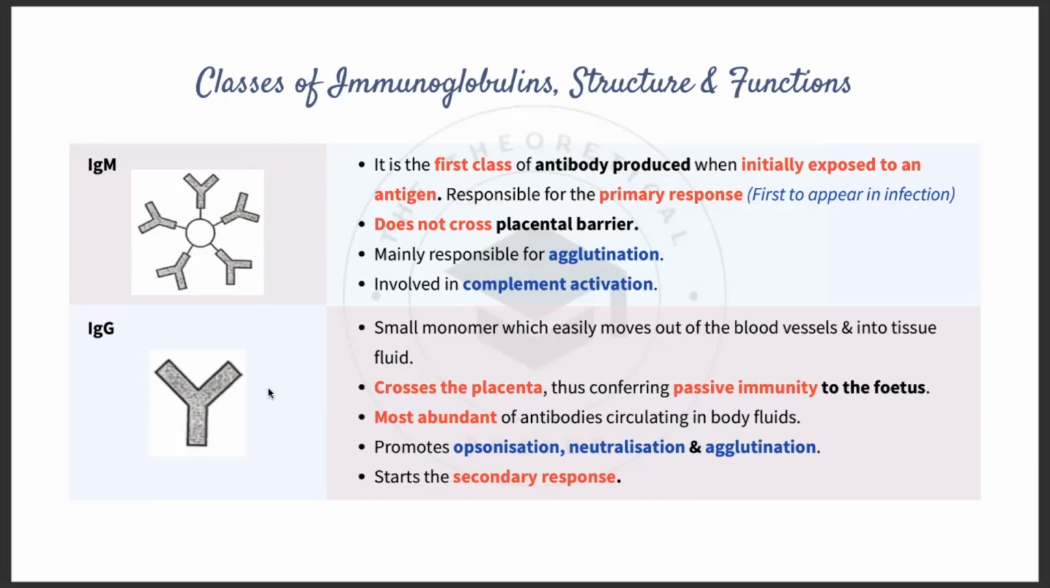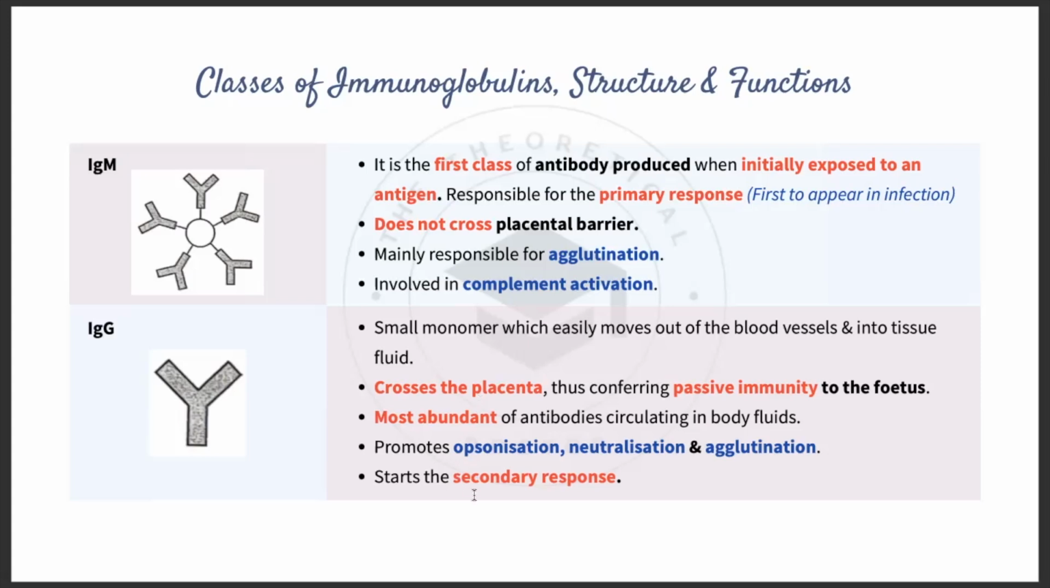And this is IgG, or immunoglobulin G. It is a small monomer. This one you can see it's a big one. This one is only one, which easily moves out of the blood vessels and into the tissue fluid. They are able to cross the placenta, thus conferring passive immunity to the fetus. They are most abundant and they promote opsonization, neutralization, and agglutination.